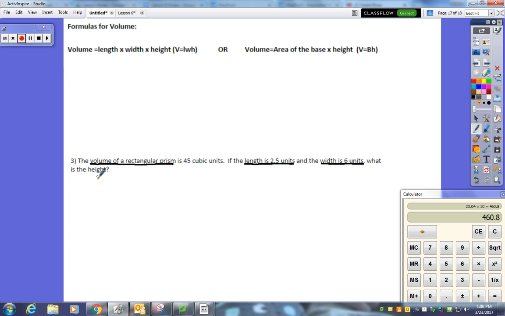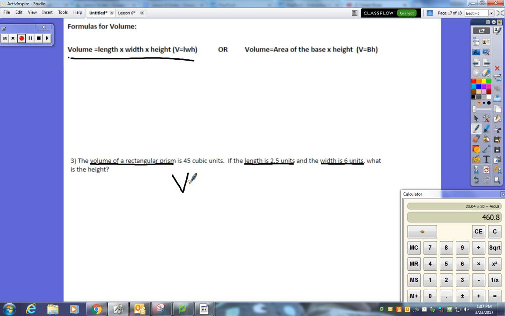So this is one of those problems where we're actually given the volume. So if you look at this problem, you can see that there are three dimensions that are being mentioned: length, width, and height. Because we're mentioning three of the dimensions, we're going to want to use that first formula that has the three dimensions listed: length, width, and height.